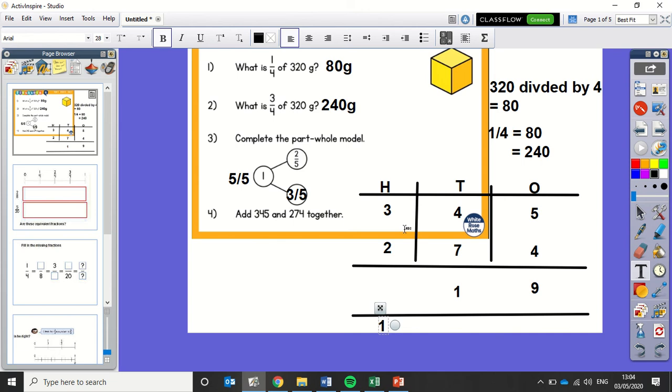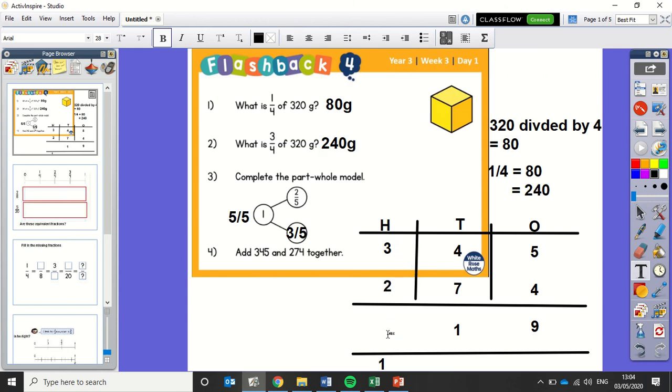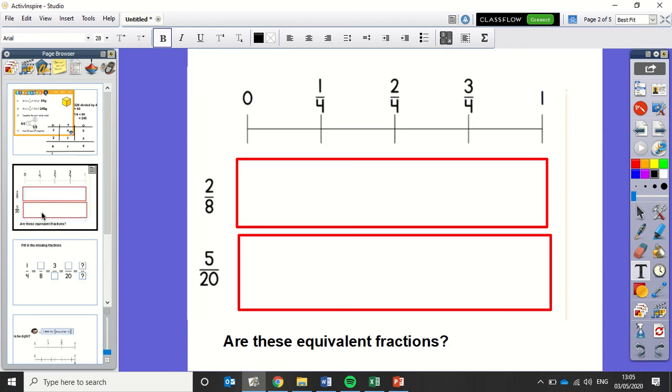So now I've got 3, add 2, add 1. 300, add 200, add 100. Well, 3 add 2 is 5, add 1 is 6. So here I should have 600, or just number 6. So my answer is 619. Right, let's move on to today's work, still looking at equivalent fractions.